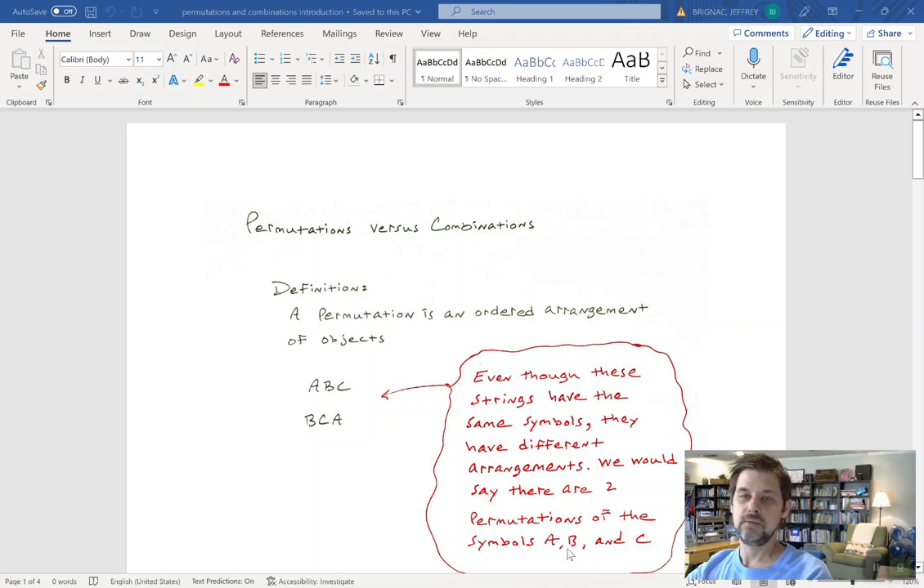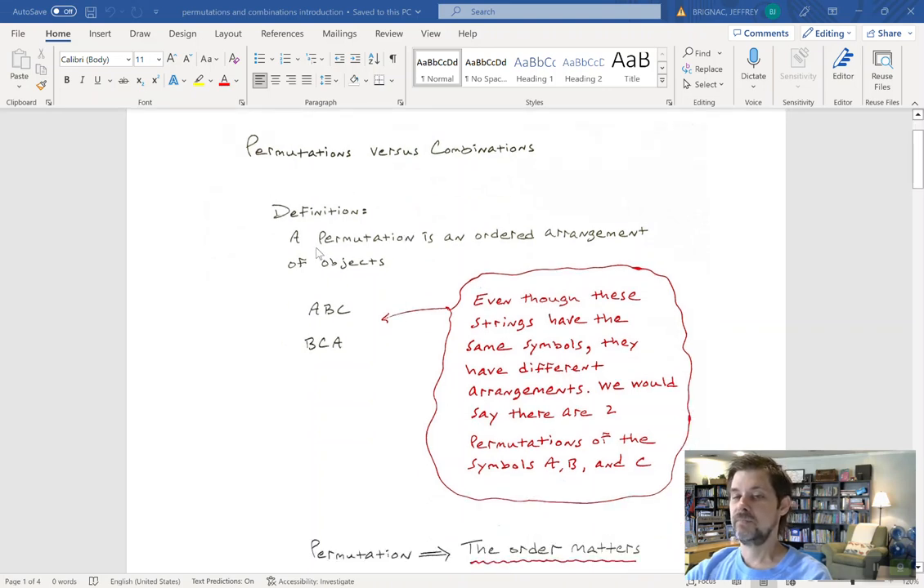Greetings everybody. So today in this video we'll be learning about two things called permutations and combinations. I'll give you the definitions of each one, give you some examples, and show you the basic calculations.